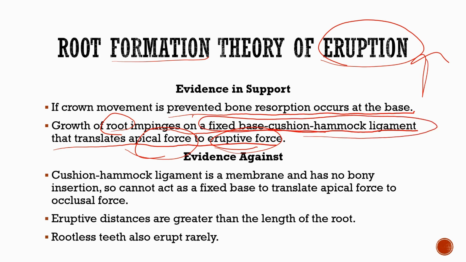Okay, now what is the evidence against it? What are the disadvantages of this? Cushion hammock ligament is a membrane and has no bony insertion, so can't act as a fixed base to translate apical force to the occlusal force. Eruptive distances are greater than the length of the root. So this theory is discarded. Rootless teeth also erupt rarely.